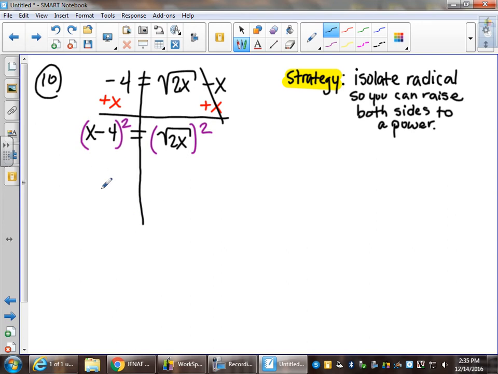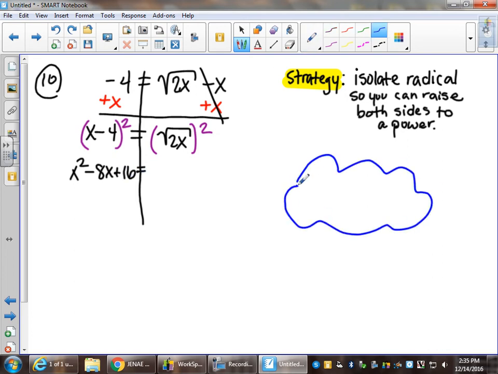So x minus 4 all squared becomes x squared minus 8x plus 16. X squared minus 8x plus 16. Remember that x minus 4 all squared means x minus 4 times x minus 4. So use your arrows, right? X times x, x squared, minus 4x, minus another 4x, plus 16. That's what we just did right there. The square root and the square cancel, leaving 2x.